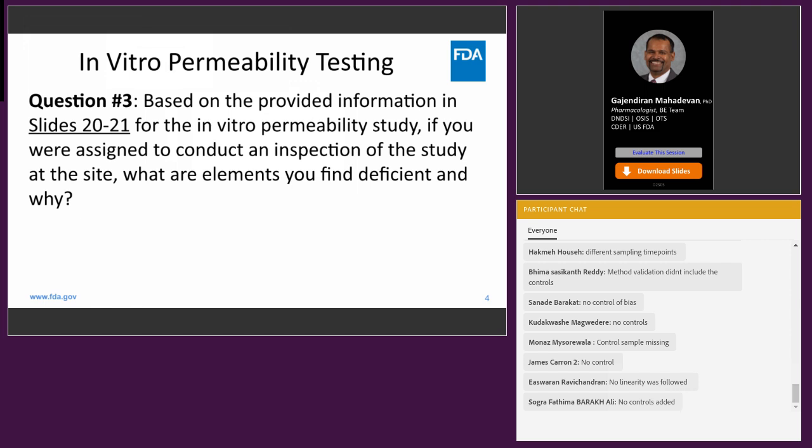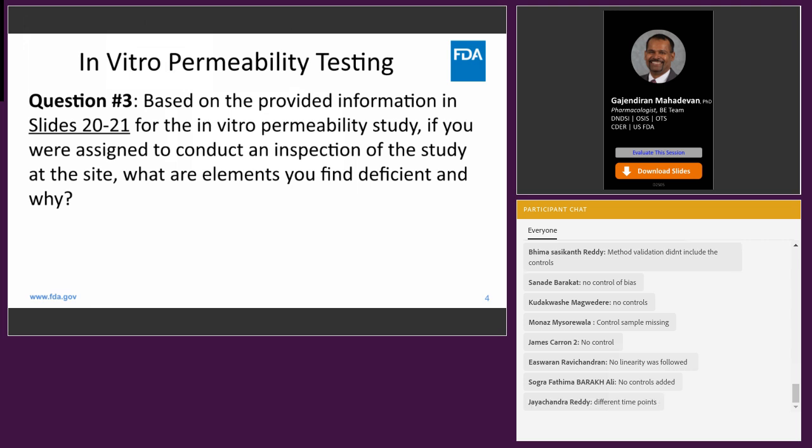Someone is saying that having different sample time points at the donor and receiver site. Yeah, that was collected for a different purpose. But the question here is, what is the major deficiency here that really throws the train off the rail? So, let's think about it.